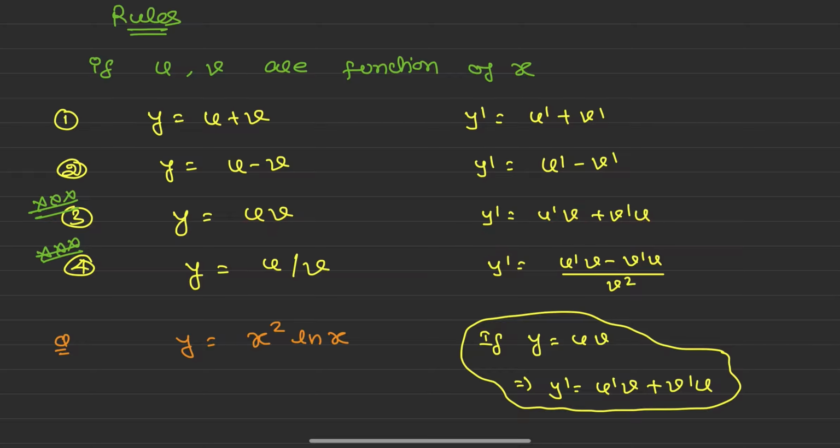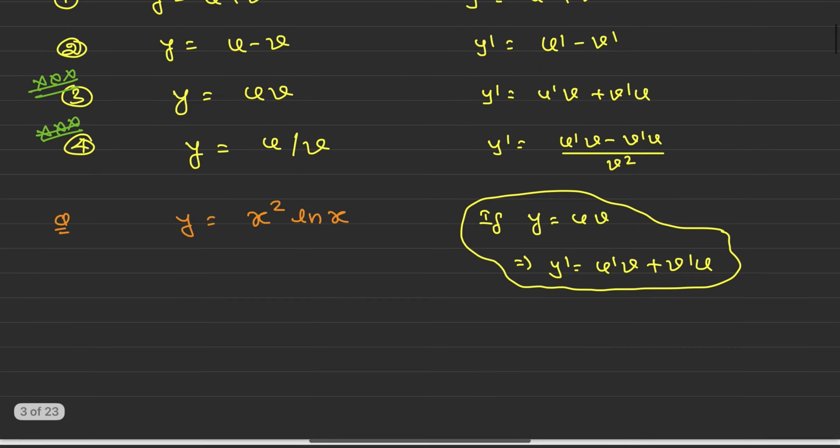Next, if we are having y is equal to u by v, meaning division of two functions, then y dash value will become what? Derivative of the first function into the second function minus derivative of the second function into the first function, divided by v square. So we'll apply this rule to get the answer, and for our better practice, let's go with this question.